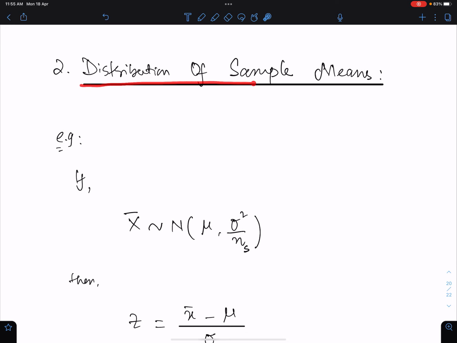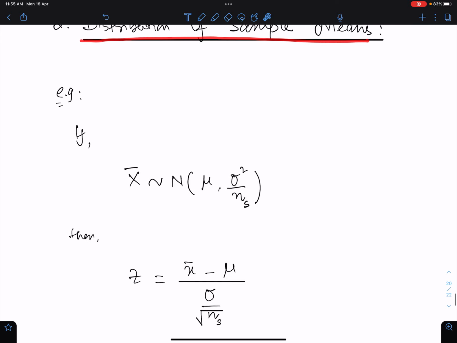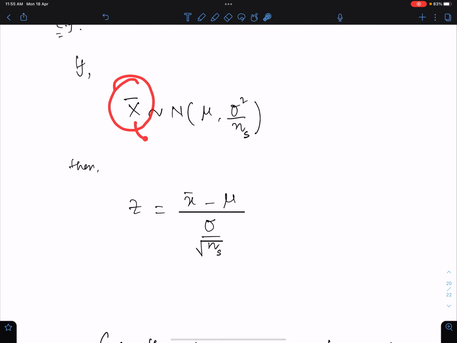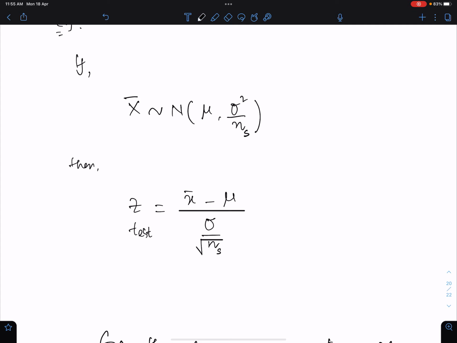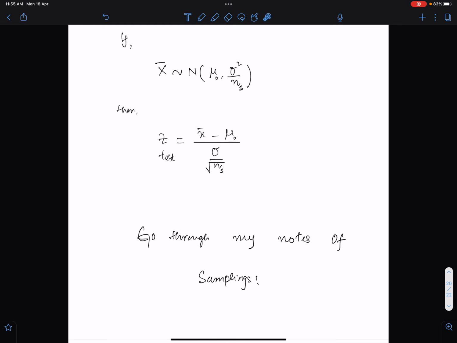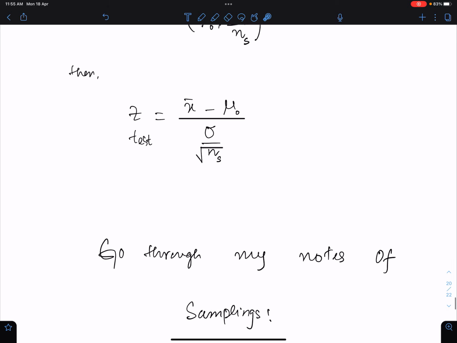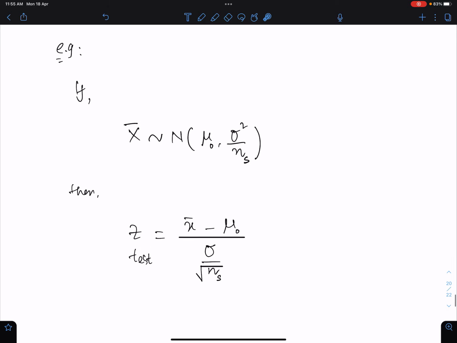Number 2, distribution of sample means. For example, if X bar is normal with mean mu and variance sigma square over n, n meaning sample size, then this is the formula of the z-test. X bar is the test value, this is mu, and this is mu naught, the value of H naught. This is here, and the square root of this is here. And you should go through my notes of sampling, which are available on the math website, to be good at this topic.